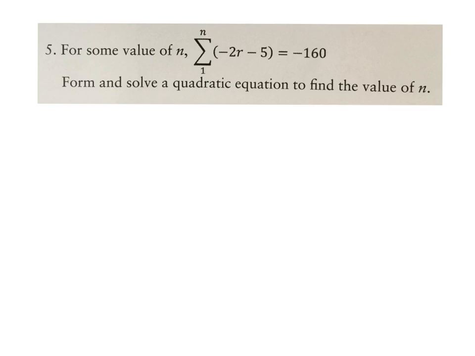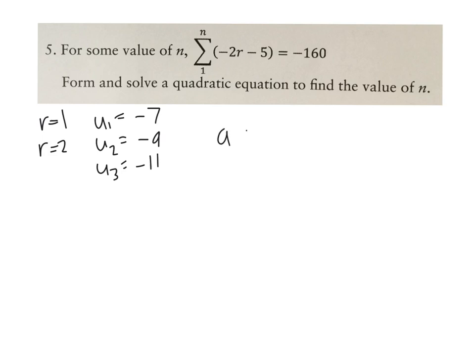Question 5. For some value of n, the sum of terms from 1 to n of minus 2r minus 5 is equal to minus 160. Form and solve a quadratic equation to find the value of n. So let's write out the first few terms of the sequence so we know what a is and what d is. The first term is when r equals 1, u1 would be minus 2 times 1, which is minus 2, take away 5, which is minus 7. When r is 2, u2 would be minus 2 times 2 is minus 4, take away 5 is minus 9, and u3 is minus 11, and so on.